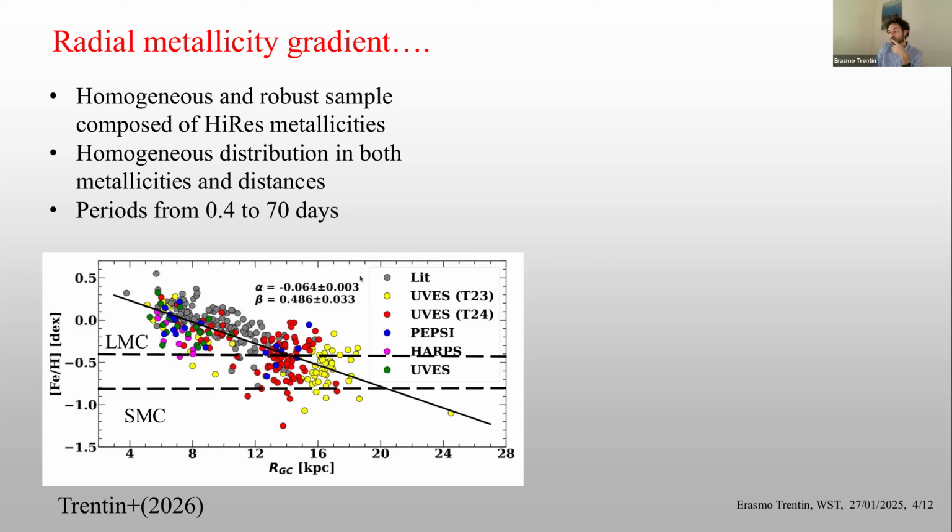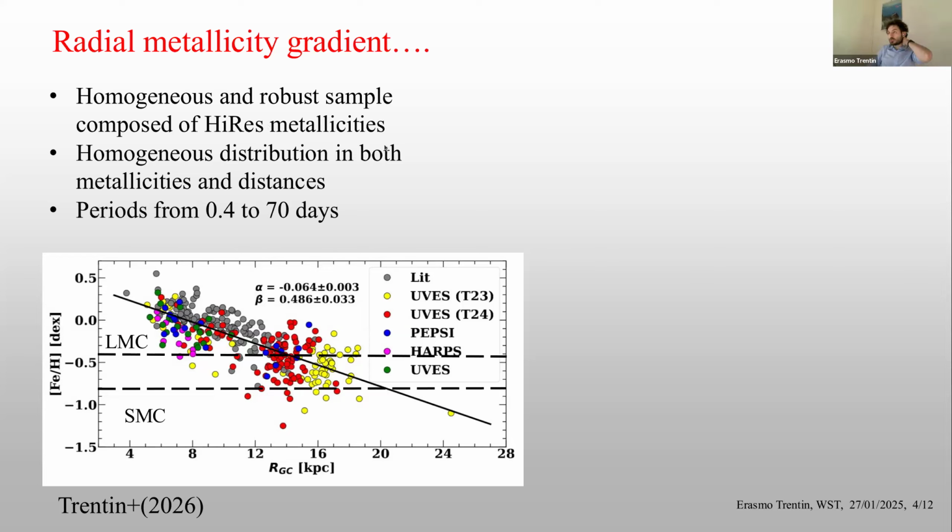As you can see from this plot, on the x-axis we have the galactocentric distance, and on the y-axis the metallicity. Over the years we managed to not only have an almost homogeneous distribution in the distances from around 4 up to 20, with even one star at more than 24, but even from the metallicity point of view, we have an almost homogeneous distribution that spans more than one dex, around 1.5 dex.